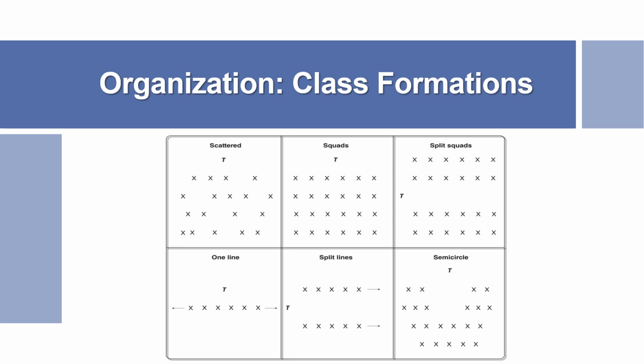You might have one line, baseline, sideline, in an area while you're providing instruction. You might have split lines where two different groups can see from side angles, or you might even have a semicircle. Just really depends on what works best for your specific activity. If you see here, though, the T is the teacher.